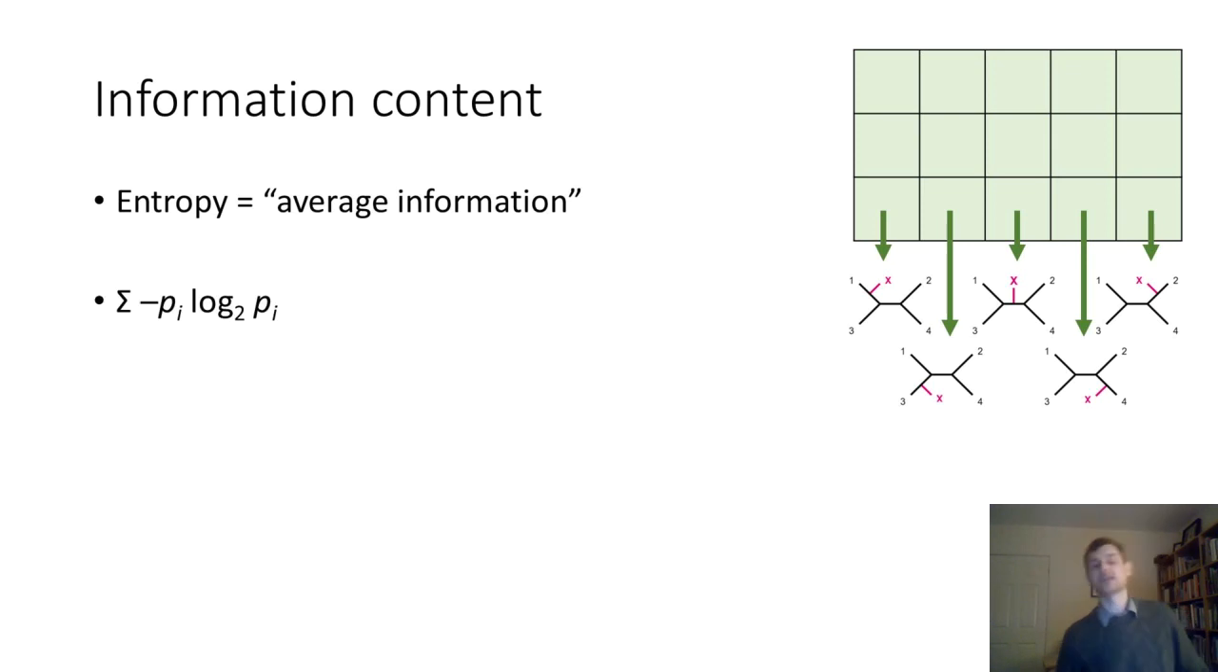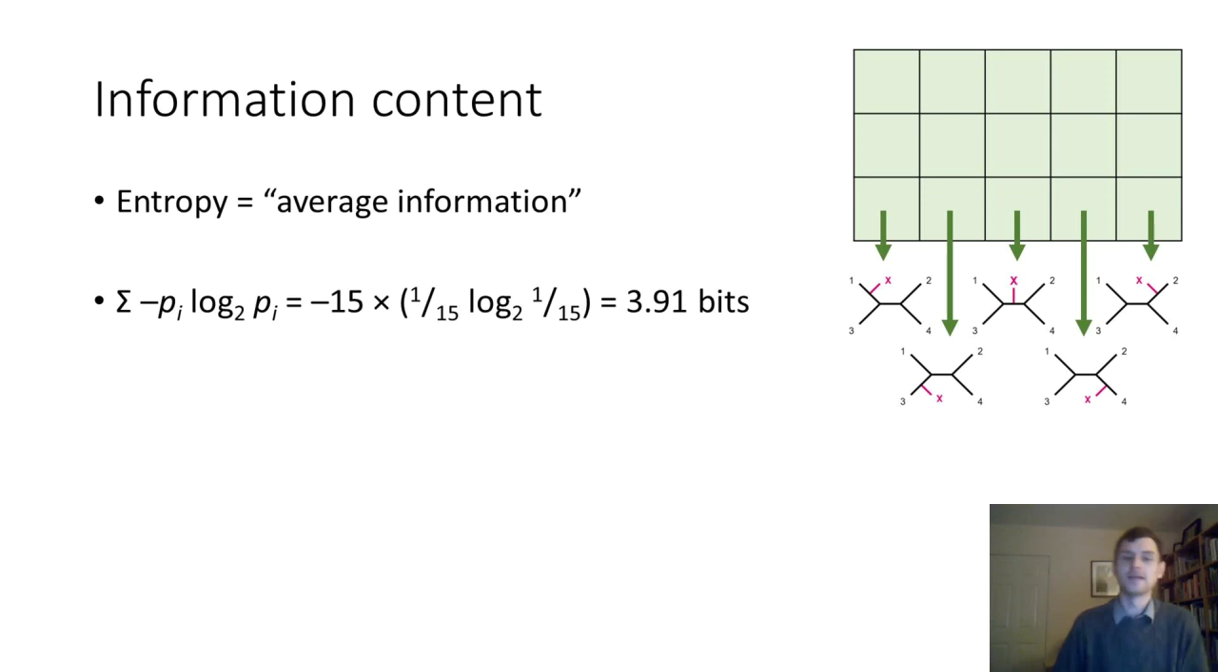And the amount of entropy is calculated using Shannon's famous formula. And we can stick in the numbers. There are 15 trees, they're equiprobable, so we get 3.9 bits of entropy or uncertainty. What this means is, if we want to narrow down the set of trees to have certainty that one tree is the true tree, we need to gain 3.91 bits of information.